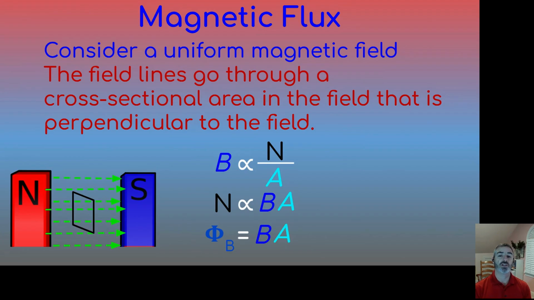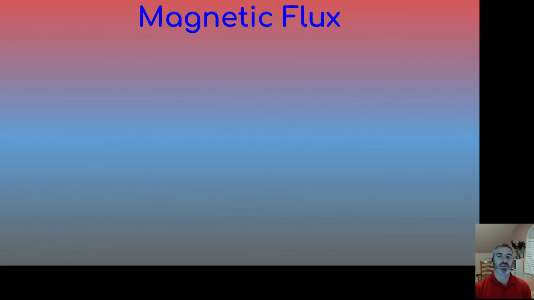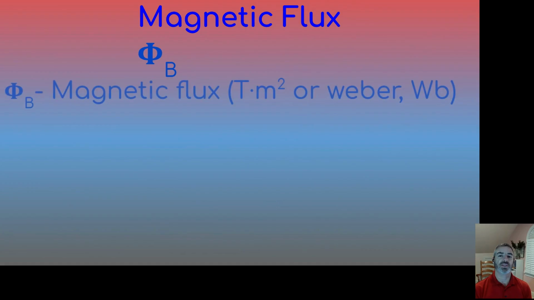Now, the cross-sectional area is also a vector quantity, and the vector for the cross-sectional area is perpendicular to the area in the field, which means that it's parallel to the magnetic field. So this maximizes magnetic flux when the area vector and the magnetic field vector are parallel to each other. Magnetic flux is denoted with the Greek letter phi, and the unit is a Tesla meter squared, also known as a Weber. A Weber is abbreviated with a capital W and a lowercase b.